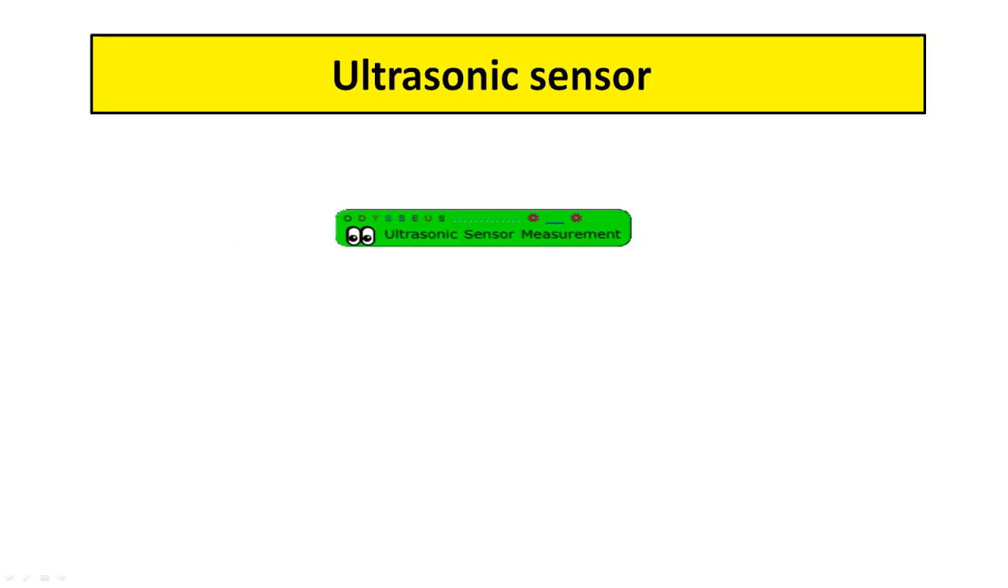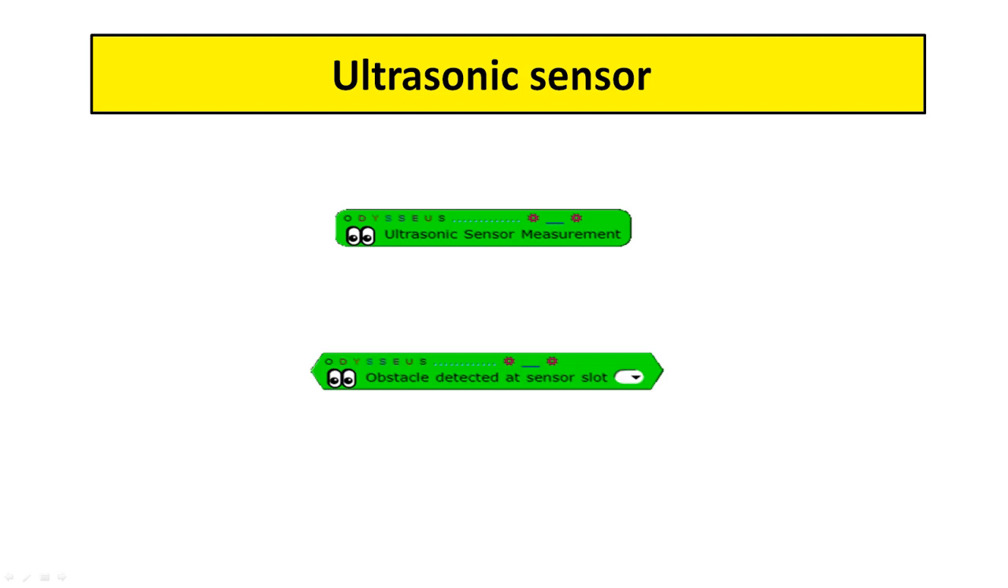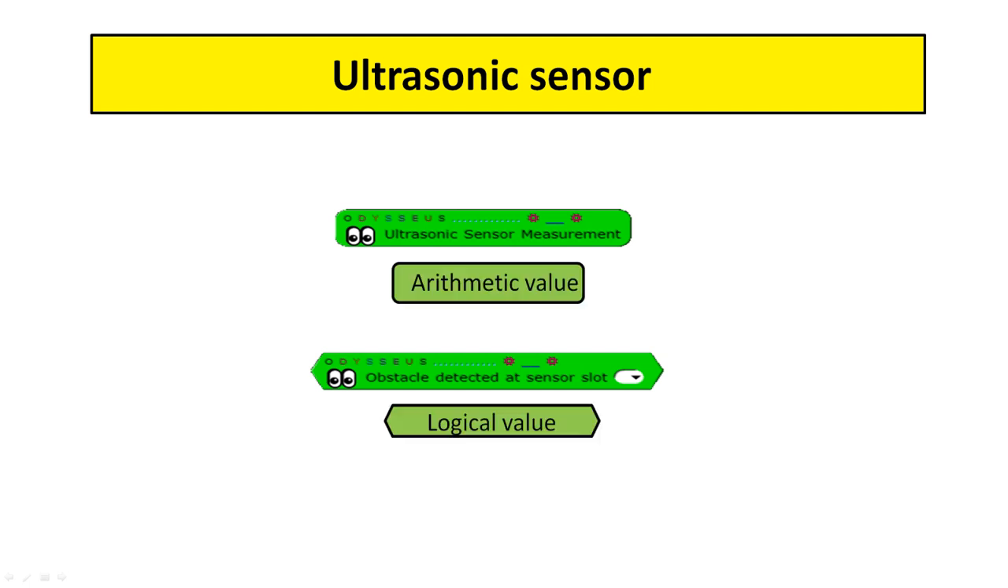This is the block command through which you can access the value returned by the ultrasonic sensor. Note that the shape of this block is different from the shape of the block that corresponds to the obstacle sensor, and we already know why. Recall that Snap for Arduino uses this shape for logical values and this shape for arithmetic values.